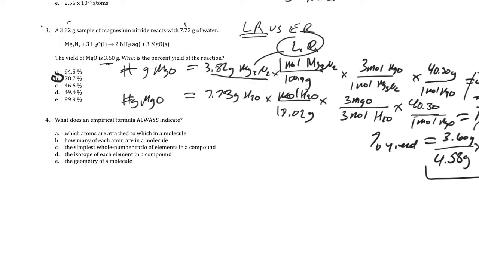Okay. Number 4, what does an empirical formula always indicate? The choices are: which atoms are attached to which in a molecule. That has no relationship. How many of each atom are in a molecule? It doesn't relate to that. That's the molecular formula. The simplest whole number ratios of the elements in a compound, that is what the empirical formula indicates. The isotopes of each element in a compound, there's no relation there. That's just nonsense. The geometry of a molecule, that's nonsense as well. So the answer is C.